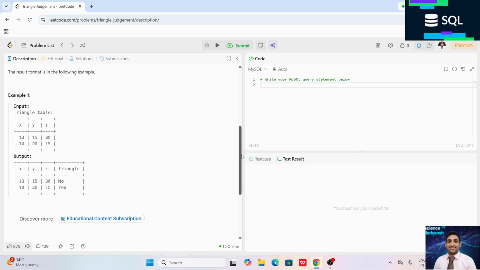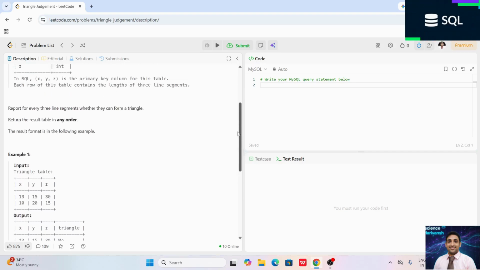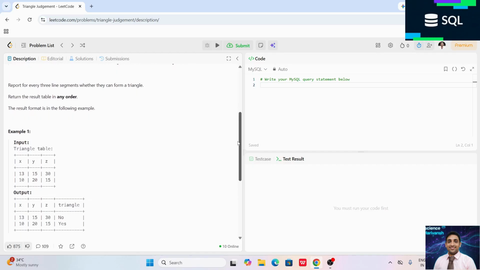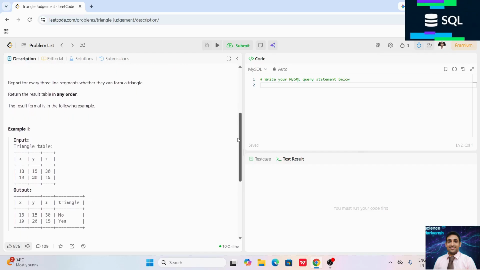So first, understand what the question is really asking in simple terms. Here you are given a table named triangle where each row has 3 values x, y and z. This represents the lengths of 3 line segments. The task is to check whether these 3 lengths can form a valid triangle or not.